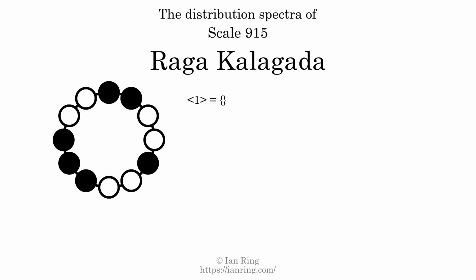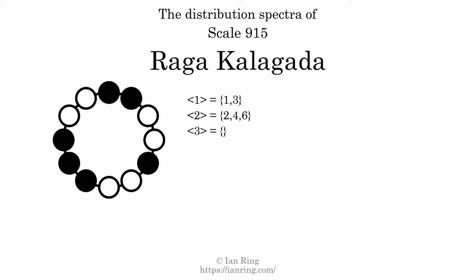The generic interval of one scale step comes in 2 different specific interval sizes, 1 semitone and 3 semitones. The spectrum width of this generic interval is the highest, 3, minus the lowest, 1, which equals 2. The generic interval of 2 scale steps comes in 3 different specific interval sizes, 2 semitones, 4 semitones, and 6 semitones. The spectrum width of this generic interval is 4.